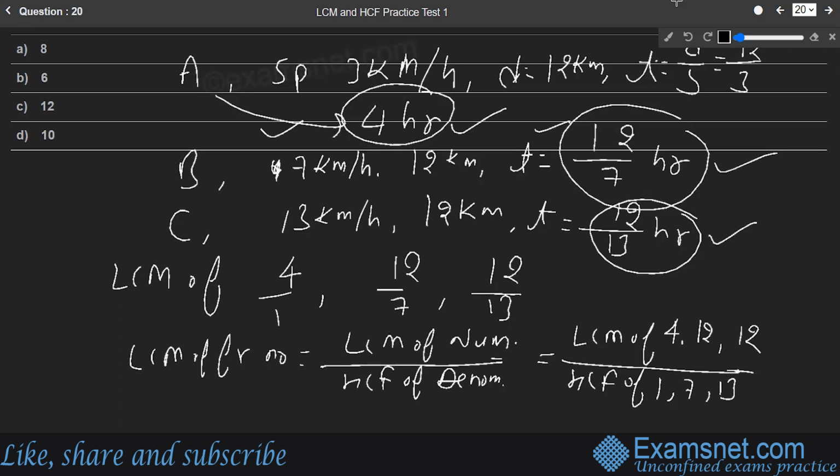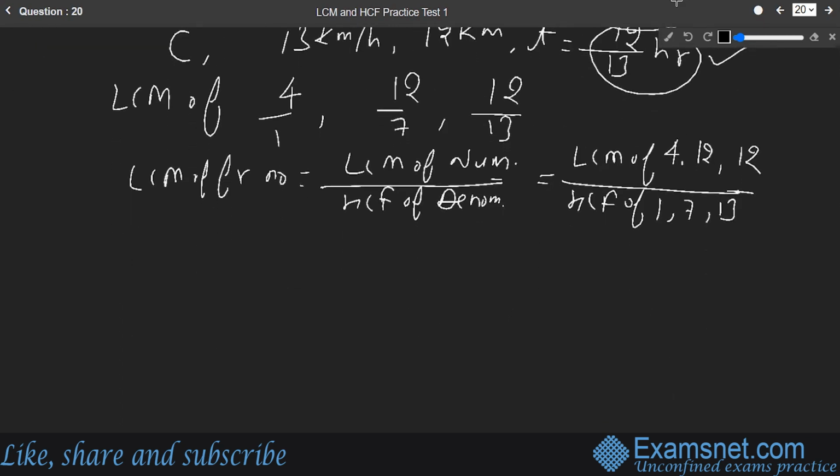So this is what we are supposed to find out. LCM of 4, 12, 12 is not 4. Rather, LCM of 4, 12, 12 is 12 itself. So the LCM is coming as 12.